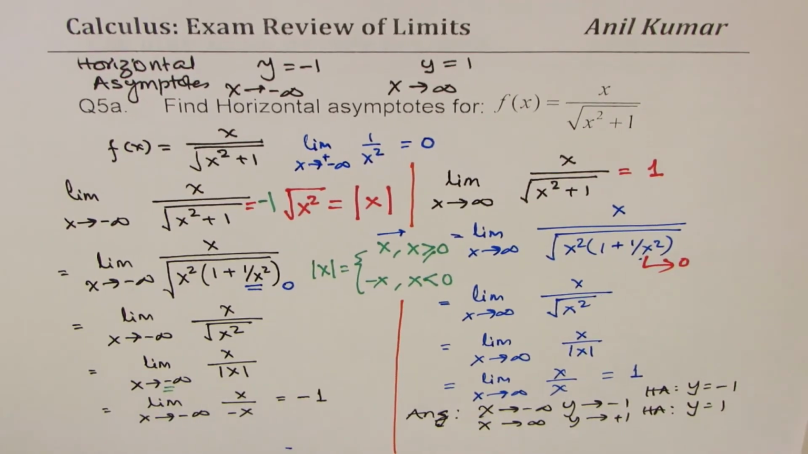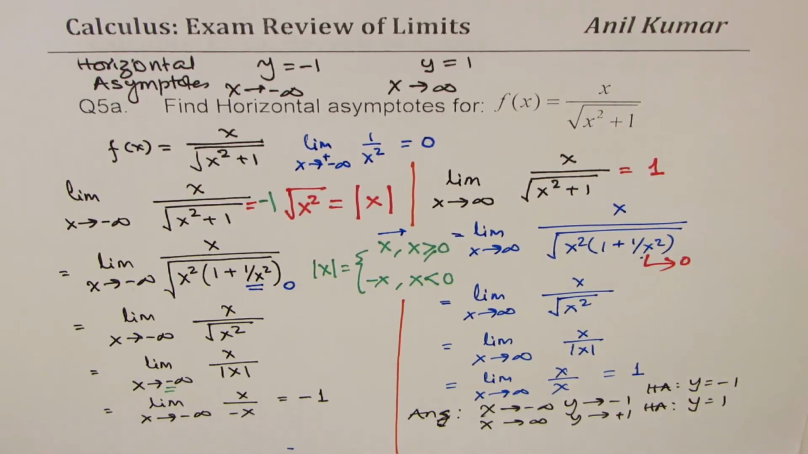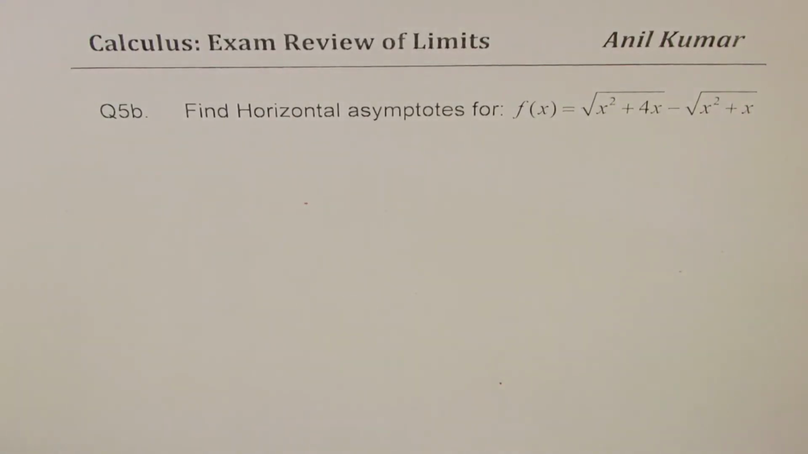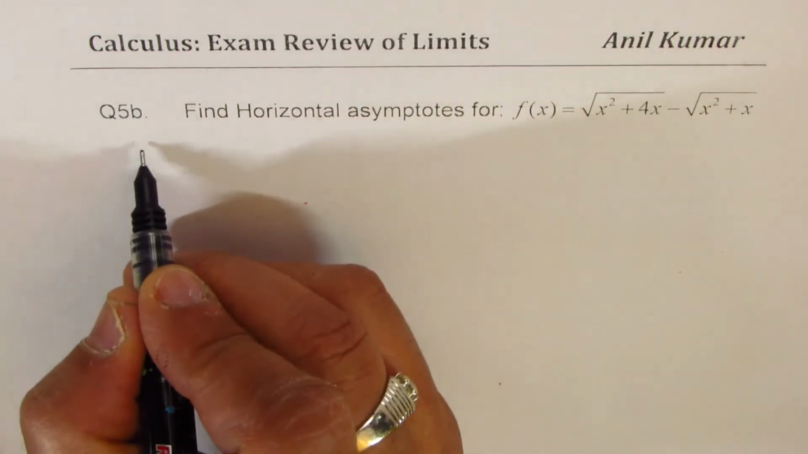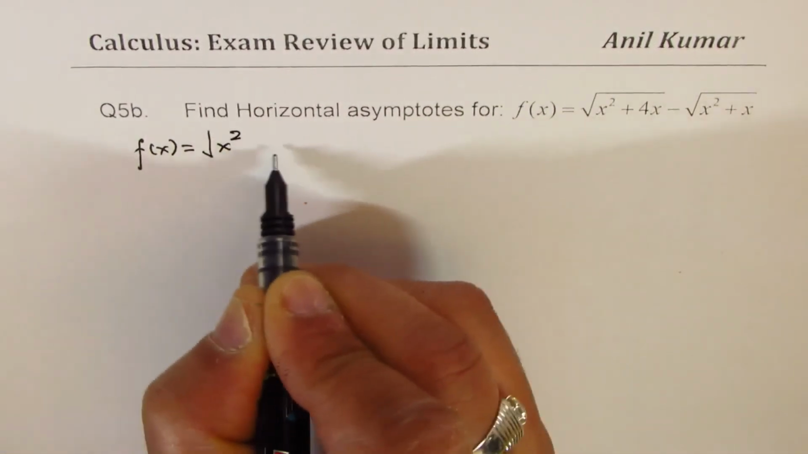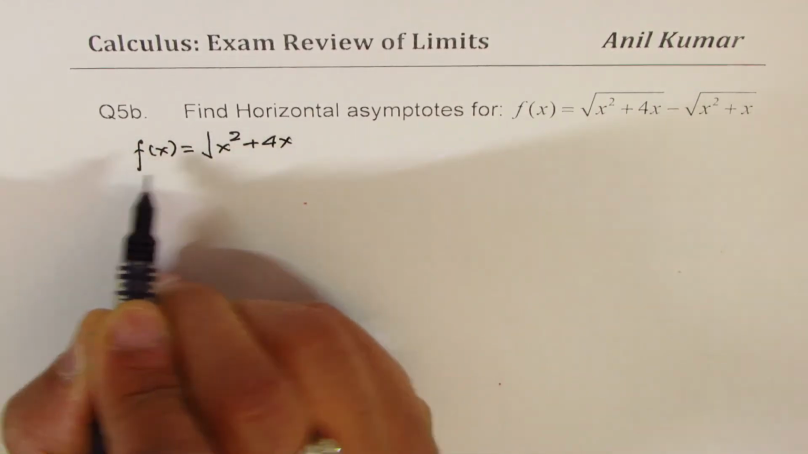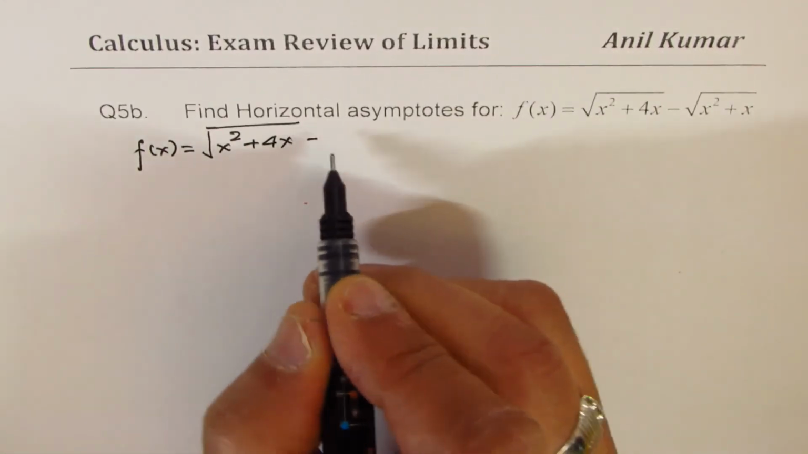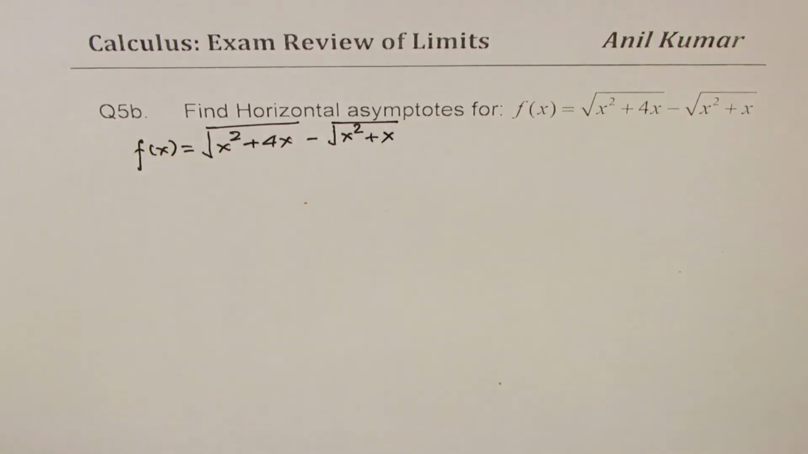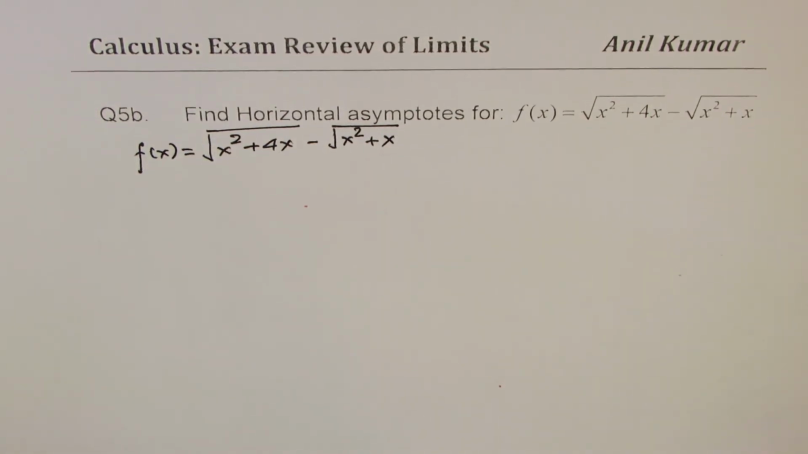Go through it. You can pause the video and go through this solution. Once you are done, try the next part, which is right there. We need to find the horizontal asymptote for the function f of x equals the square root of x squared plus 4x minus the square root of x squared plus x. I'd like you to pause the video, answer this question, and then look into my suggestions.